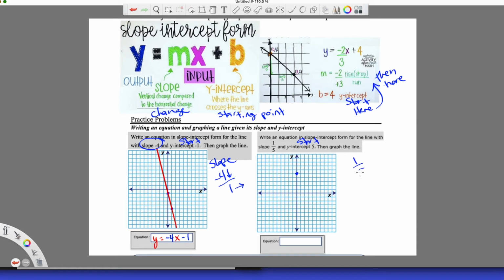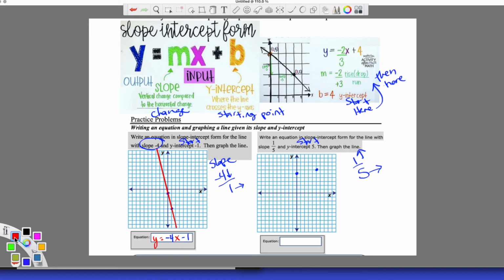So this is my slope, 1/5. They told me that. So this is my rise and my run. So I'm going to go up 1 and right 5. So think of this very much like a direction system. How do I get to where I'm going? So I'm going to go up 1 and then 1, 2, 3, 4, 5. And there are my 2 points.